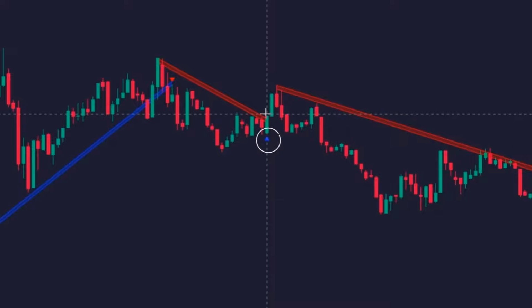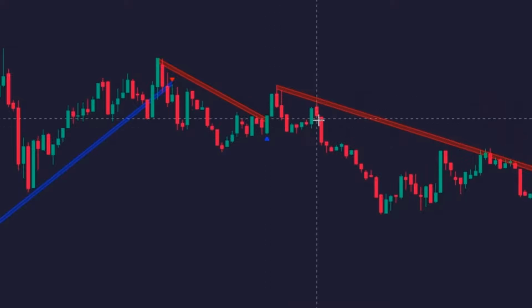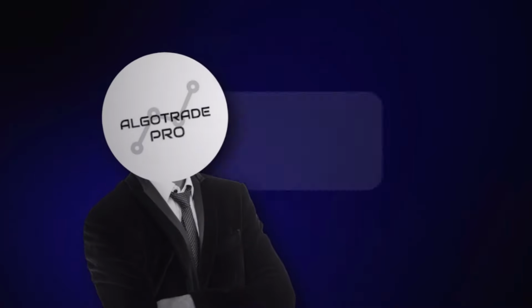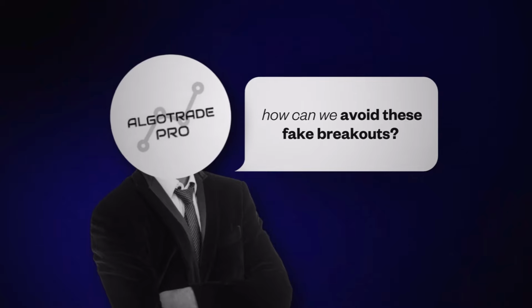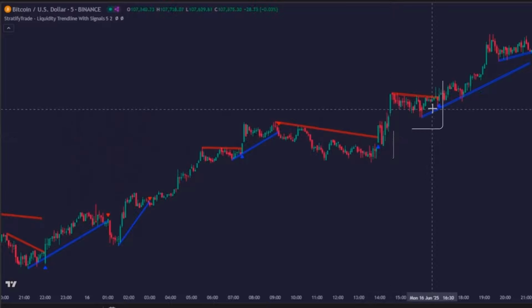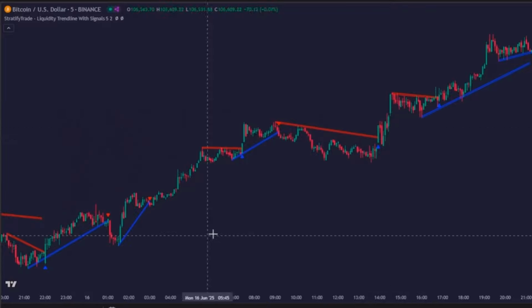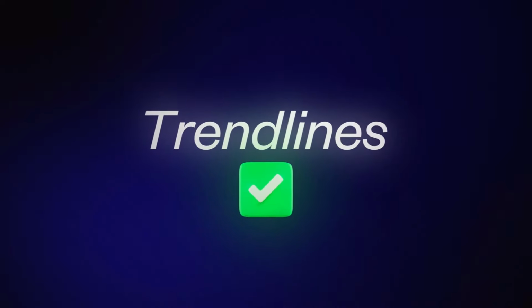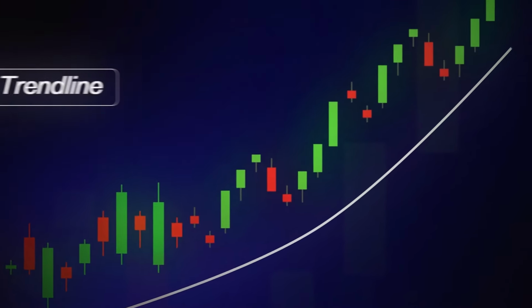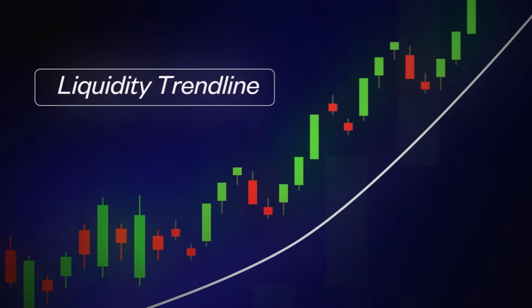But of course, not every signal is perfect. Sometimes you'll see breakouts that immediately reverse, the classic fakeouts. And that's where most traders lose money. So how can we avoid these fake breakouts? A simple but powerful solution is to only take trades in the direction of the major market trend. And why? Because trend lines work best as continuation patterns. When you go with the trend, your trades have higher chances of price continuation.